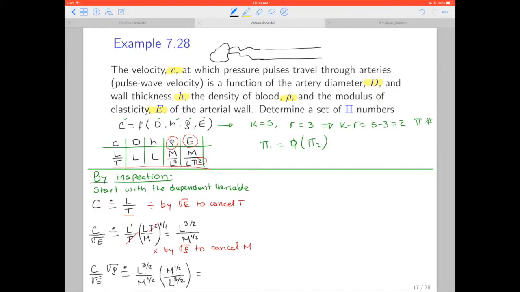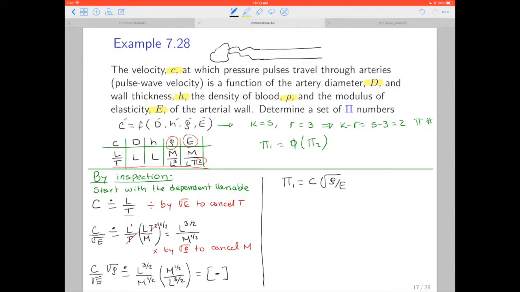So we are very lucky here because we can see that everything cancels. So the dimensions are none. So this is dimensionless. So we got our first dimensionless number. So from here we can conclude that pi 1 is equal to c multiplied by the square root of rho divided by e.